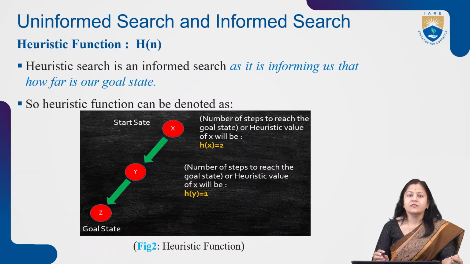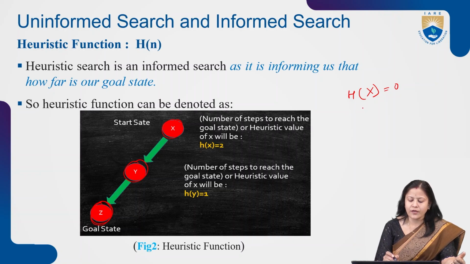Now here the heuristic search is an informed search, as it is informing us how far it is from the goal state. That is what I discussed. Now you can see in this example how we can denote the heuristic function. There are three locations: one is the location X, another is the location Y, and the third location is Z. So the starting location is X and the goal node is Z. Now heuristic value of X, always it is equal to 0, because that is the starting node, so no need to discuss about this one.